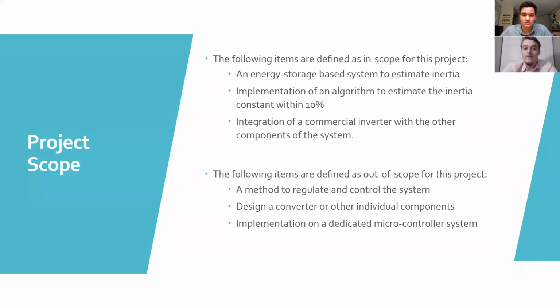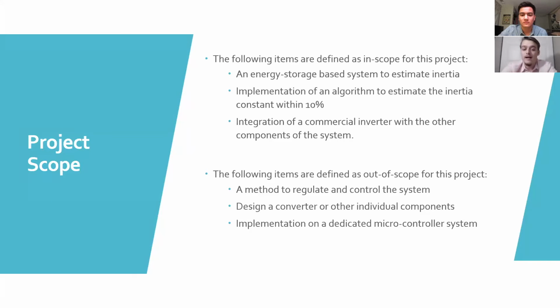Next item is an implementation of an algorithm to estimate the inertia constant within 10%. And finally, the integration of a commercial inverter with the other components of the system. We will be using a Xantrex inverter that is already in the Microgrid Lab, and interfacing that component with the other components is in scope. Talking about out of scope: a method to regulate and control the system. We will not be doing that.